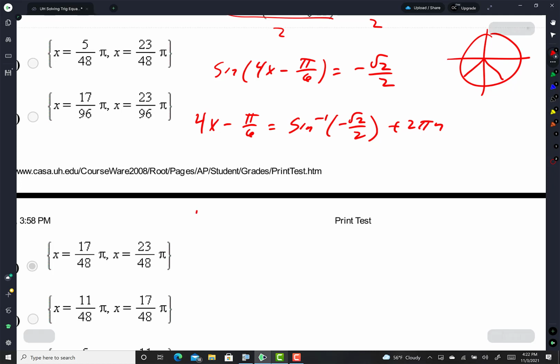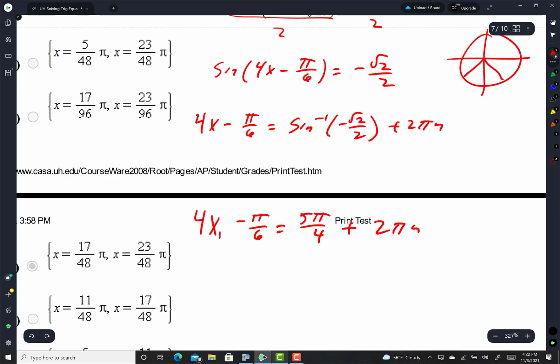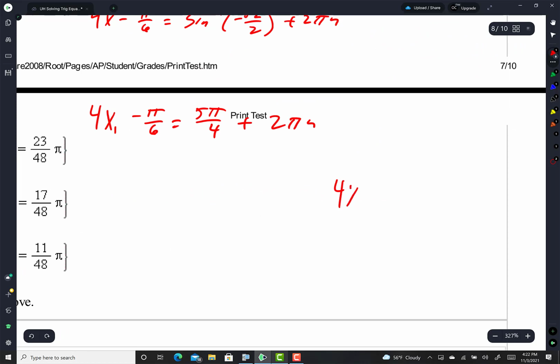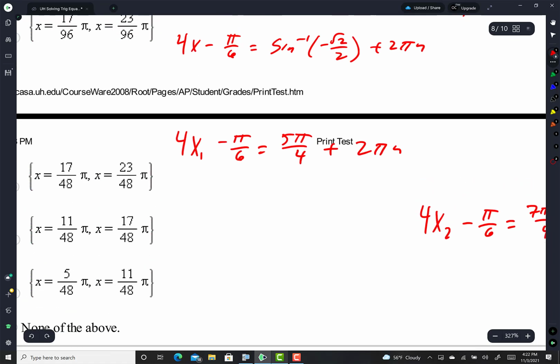So in quadrant 3, here's my first equation. 4x1 minus pi over 6 equals, in quadrant 3, that's going to be 5 pi over 4 plus 2 pi n. And in quadrant 4, I'm going to write it down here on that one. I'm going to write 4x2 minus pi over 6 equals 7 pi over 4 plus 2 pi n. All right, here we go, guys. I'm going to go back to equation 1. I'm going to move the negative pi over 6 to the right. So 4x1 equals pi over 6 plus 5 pi over 4 plus 2 pi n.